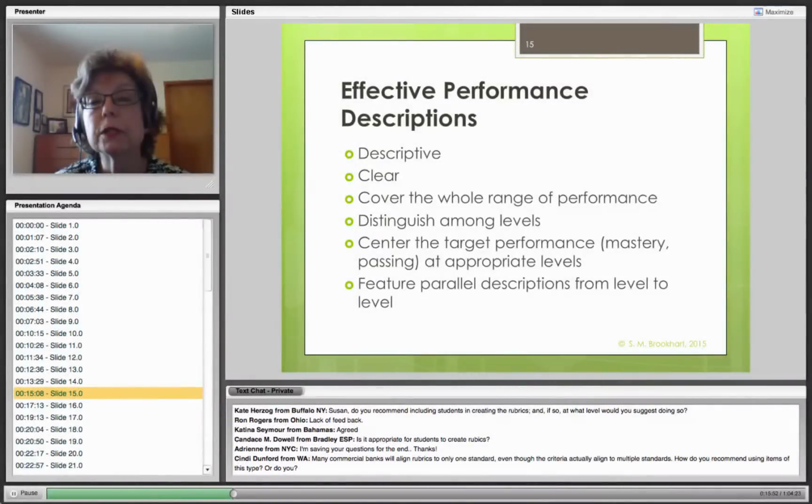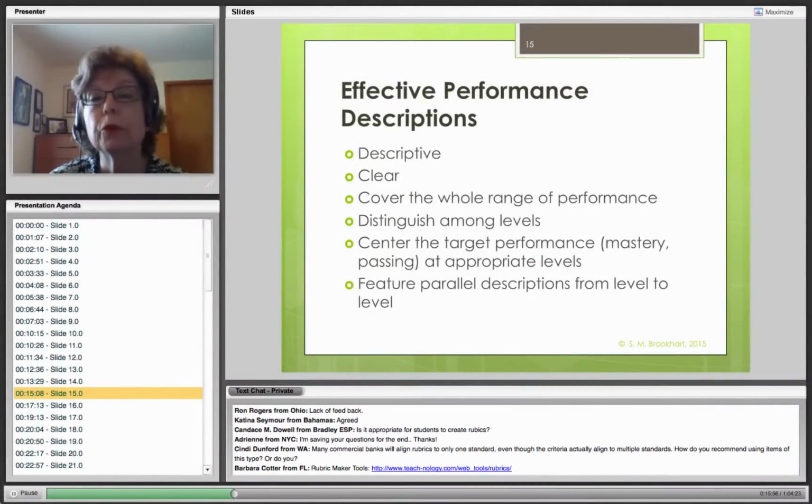I have had teachers say, well, I don't need to write a bottom category because nobody in my class would do that. Well, probably not, and that's good. But they still need to see what the range of performance is in order to judge their place in it.